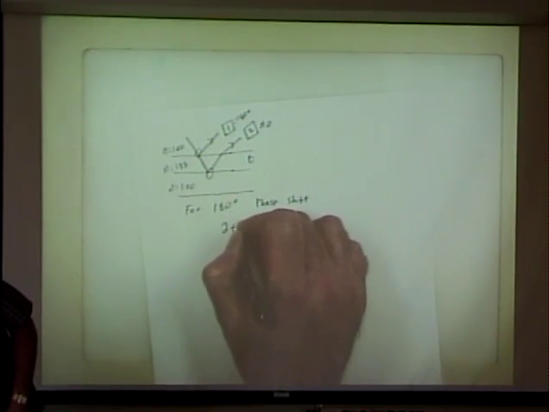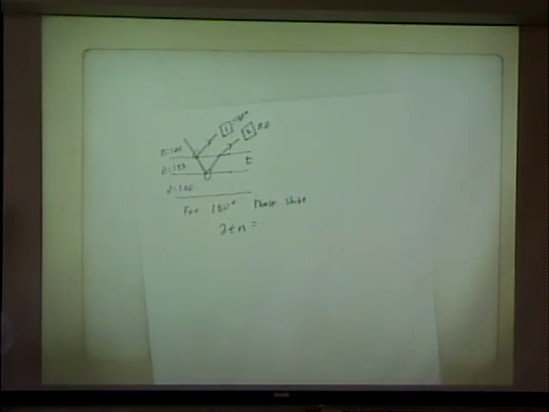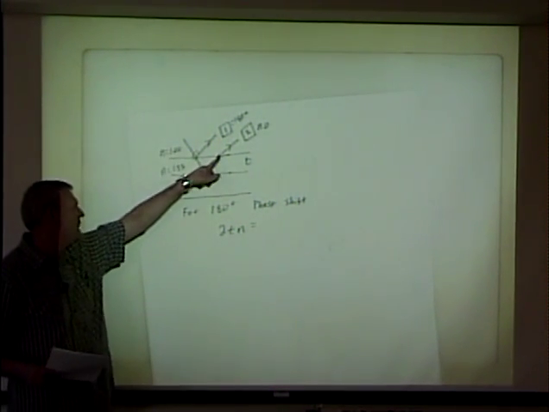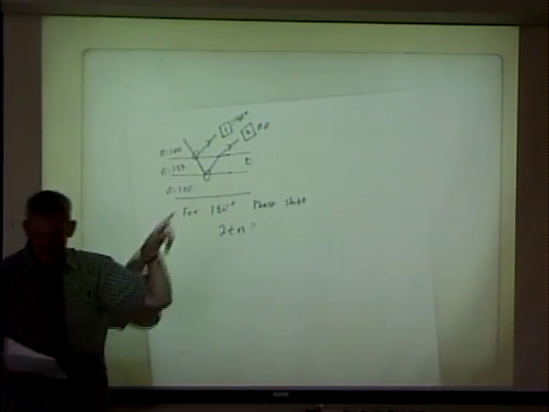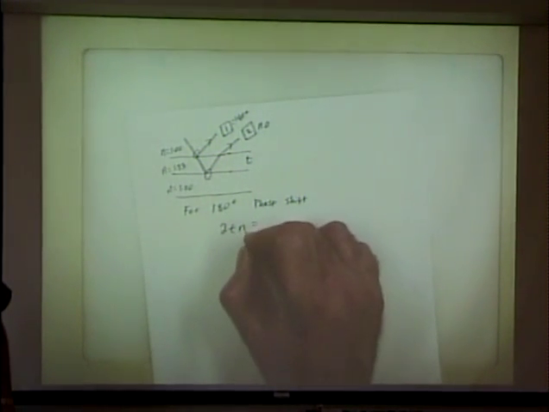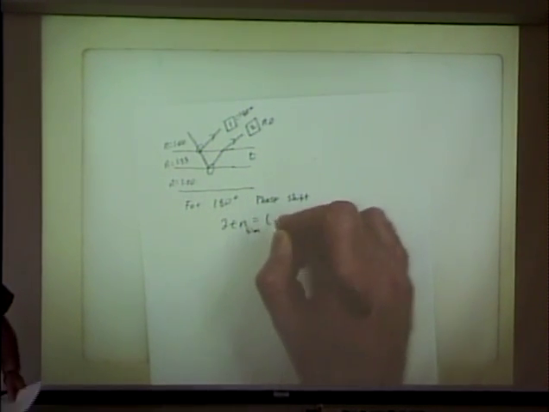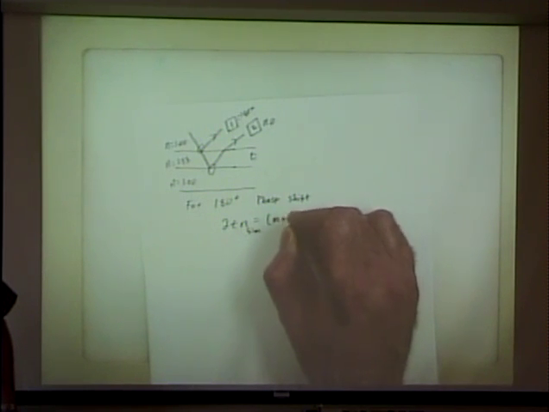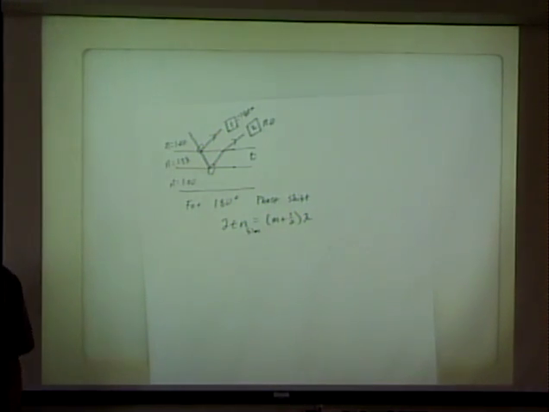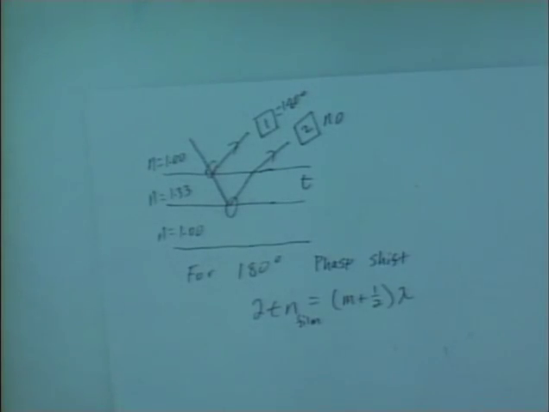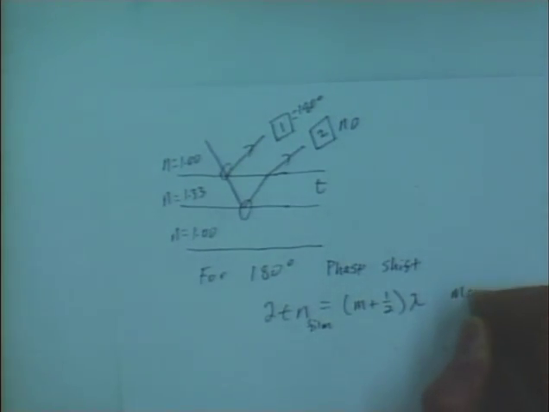2t times n. Now t is the thickness of the thing, because it goes back and forth. 2t times the index of refraction of the film. Let me put n of the film here so we don't get confused. It's real simple. Equals m plus 1/2 times lambda. And that's lambda in the air. So now it makes physical sense to us. There you go. That is for a maximum.